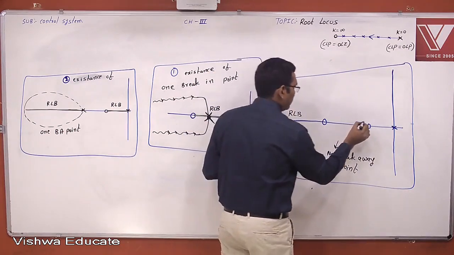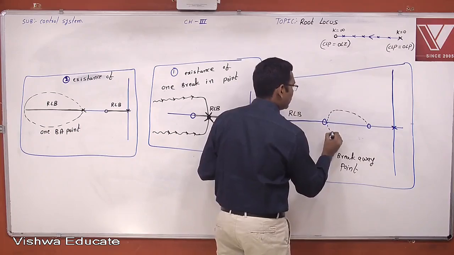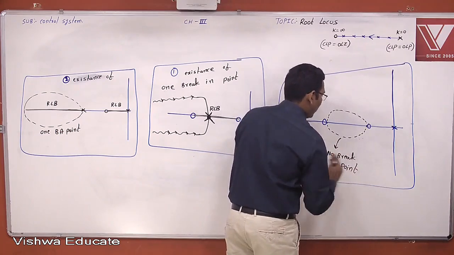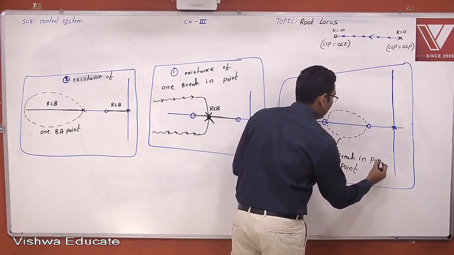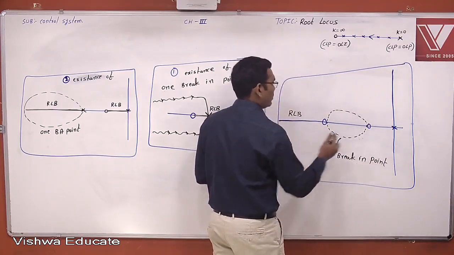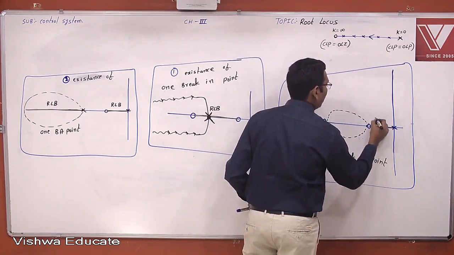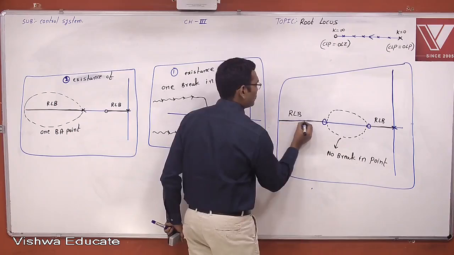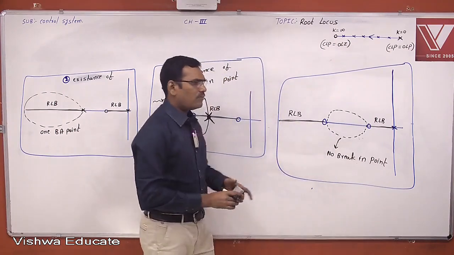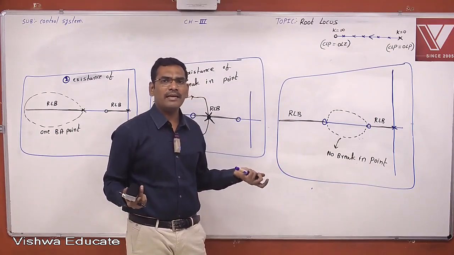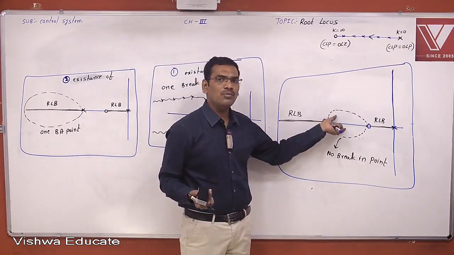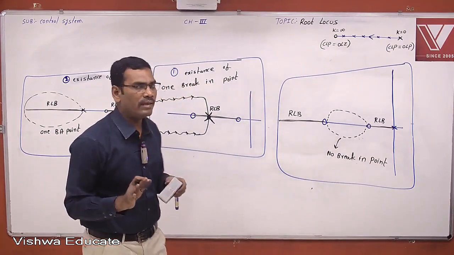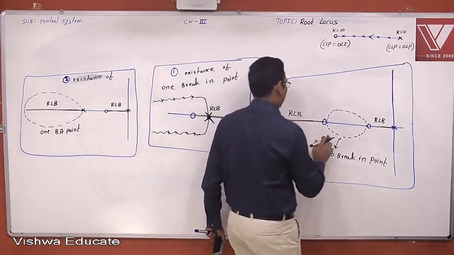Now students, there exist two adjacently placed zeros, but between them there is no break-in point. What is the reason why there is no break-in point? Because there is no root locus branch there. If there is no root locus branch, there is no movement of the closed loop pole. If there is no closed loop pole movement, then where is the breakaway or break-in? There is no existence, so there is no break-in point here.